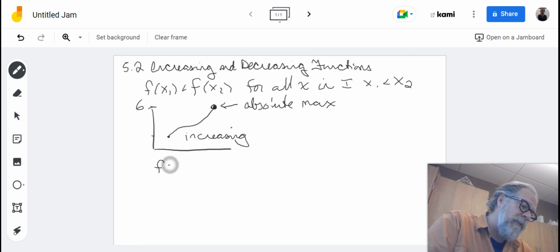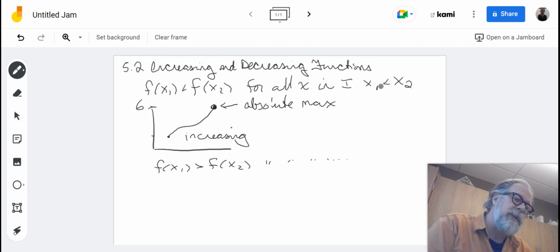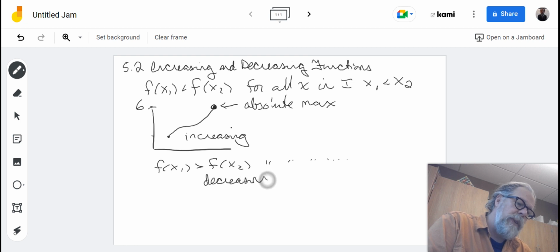Conversely, if f of x1 is greater than f of x2, same limitations, for all x in the interval, x1 being less than x2, then the function must be decreasing. And therefore, the point on the right must be an absolute minimum.